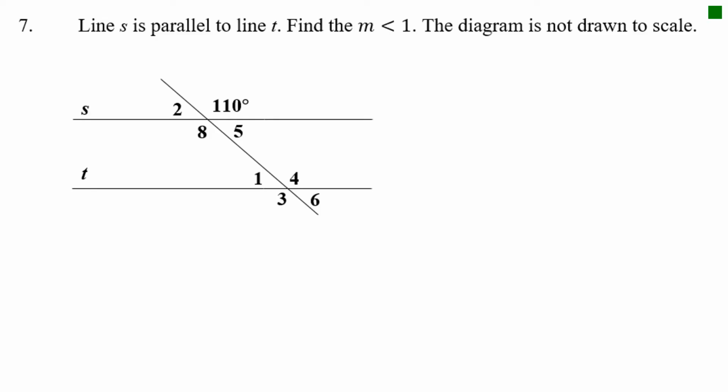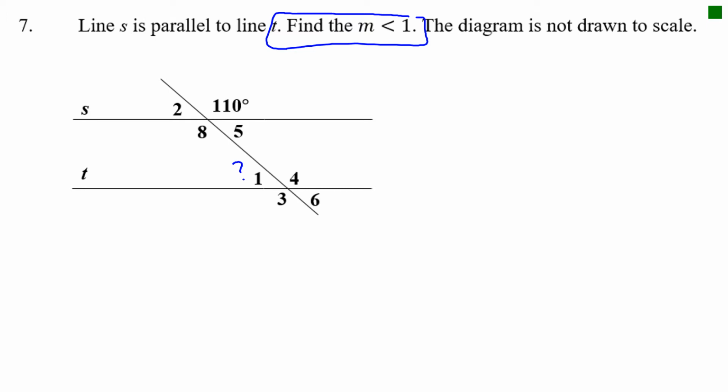Number 7 from the study guide. Line S is parallel to line T. Find the measure of angle 1. The diagram is not drawn to scale. Now, they want us to find the measure of angle 1. So right here, the question mark lets me know that that's what they want from me.